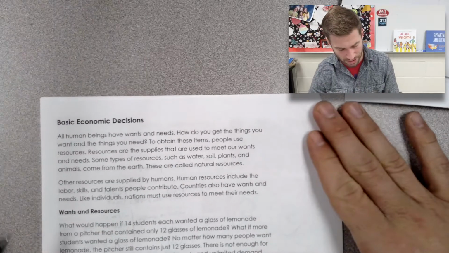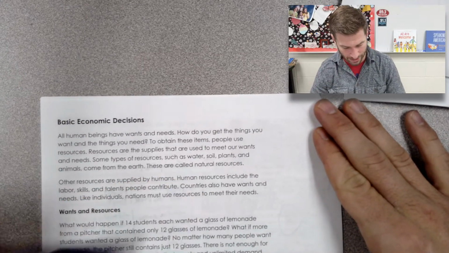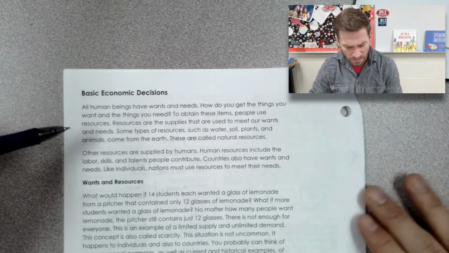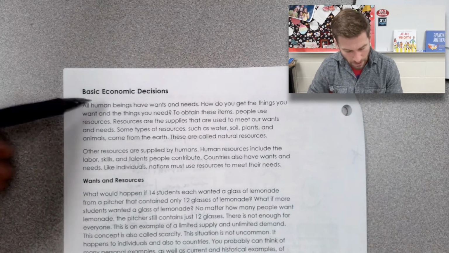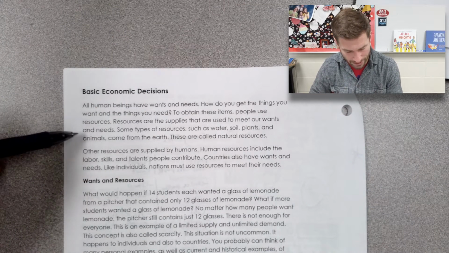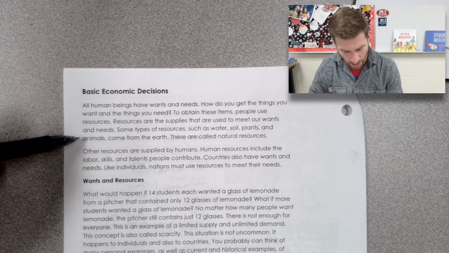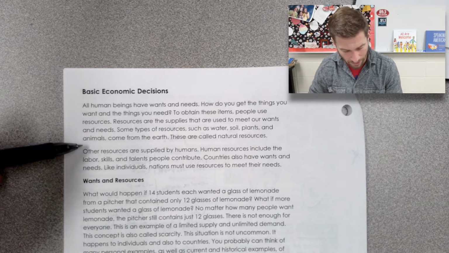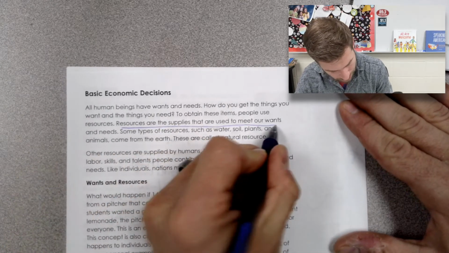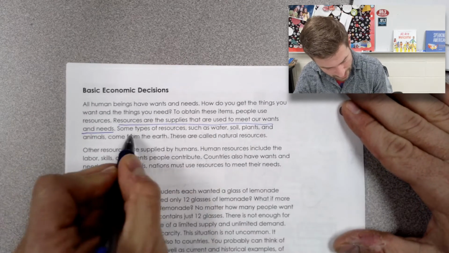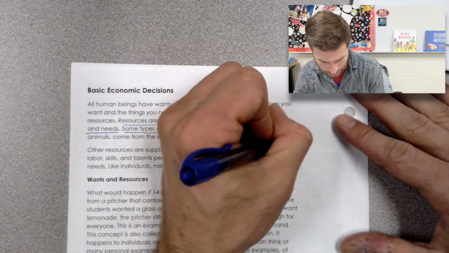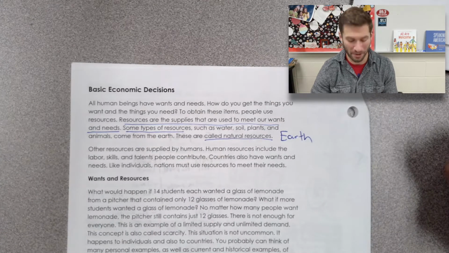Basic economic decisions. All human beings have wants and needs. How do you get the things that you want and the things that you need? To obtain these items, people use resources. Resources are the supplies that are used to meet our wants and needs. Some types of resources, such as water, soil, plants, and animals, come from the earth, and these are called natural resources. Right? So resources are the supplies that we use to meet our wants and needs, and some types of resources are natural resources, and those are the things coming from earth, coming from Mother Nature.